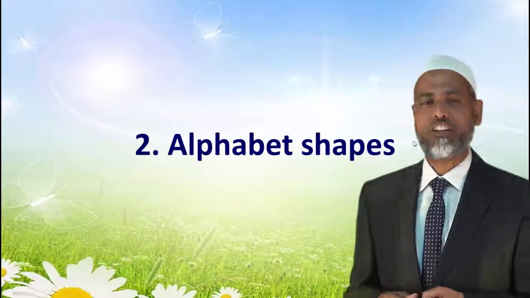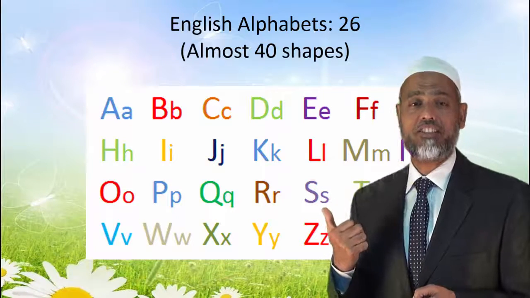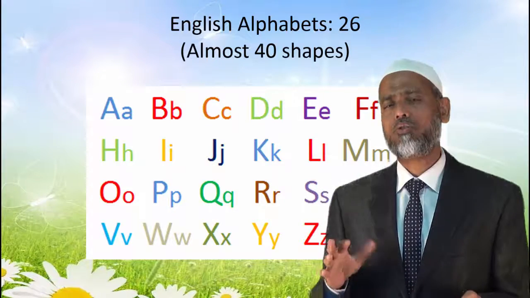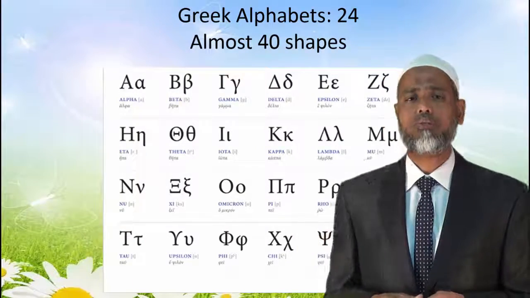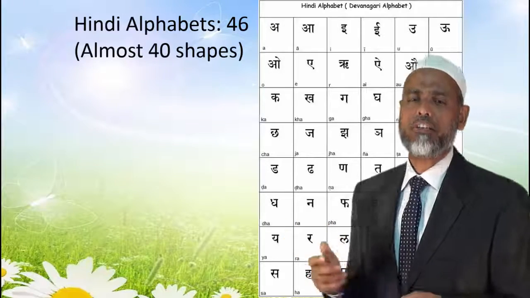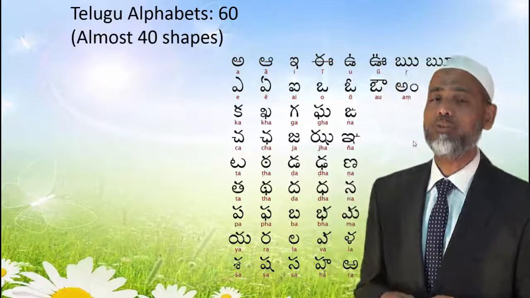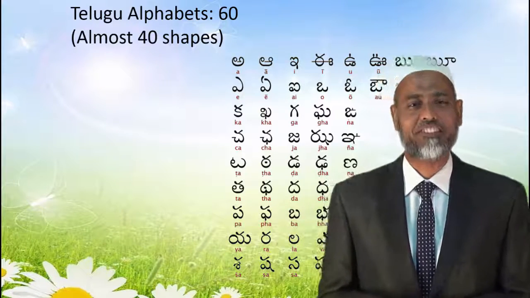Let's take alphabet shapes. In English you have 26 capital letters and 26 small letters and almost 40 shapes. In Greek, again almost 40 shapes. In Hindi, almost 40, in fact more. In Telugu, also a flowery language, almost 40.